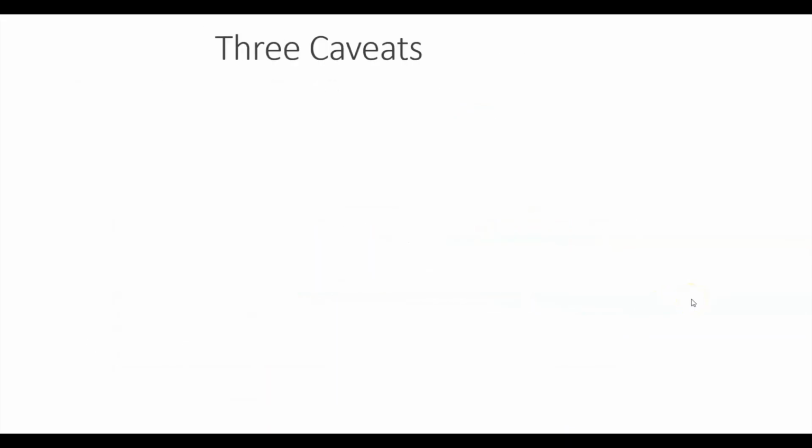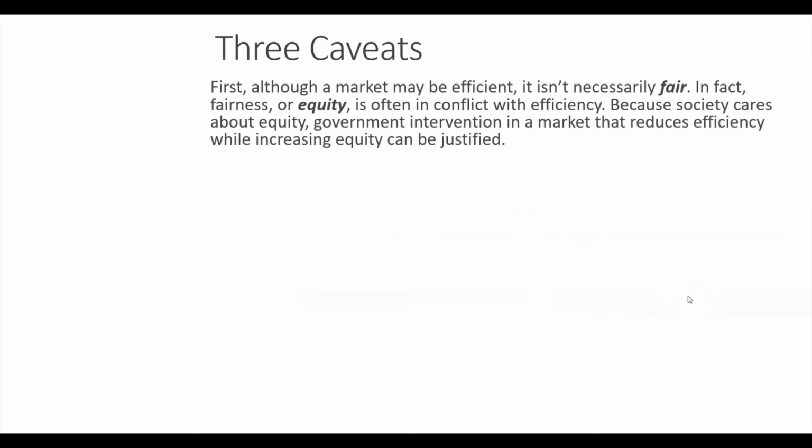After you watch this video, I want you to take note of 3 caveats, or 3 things that you need to understand. So the first thing is that although a market may be efficient, it is not necessarily fair. In fact, fairness or equity often conflict with efficiency. So because society cares about equity, government intervention in a market that reduces efficiency while increasing equity can be justified.